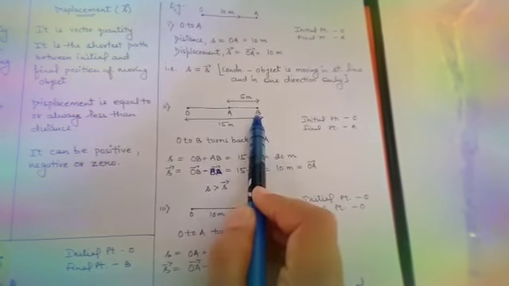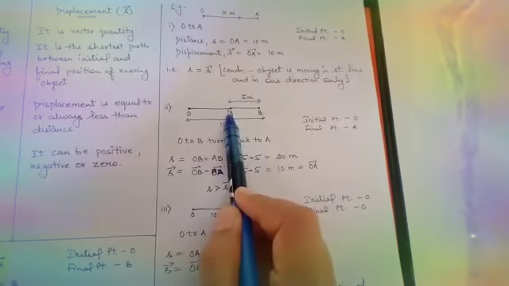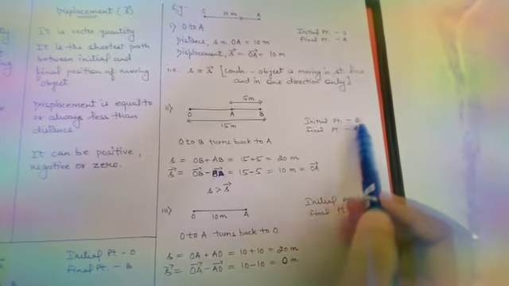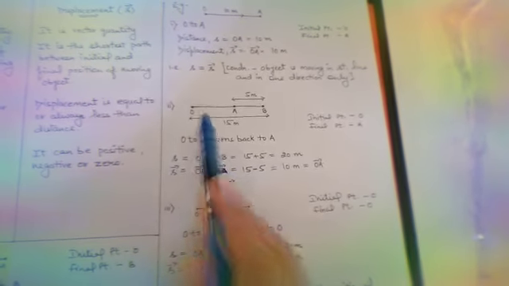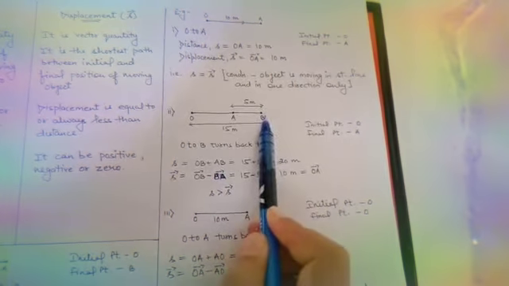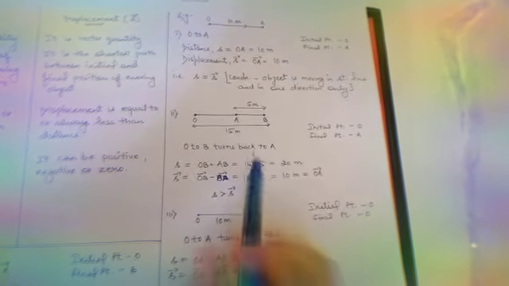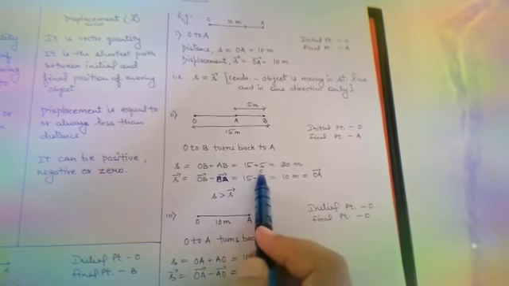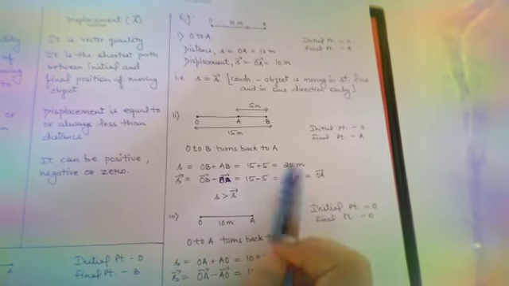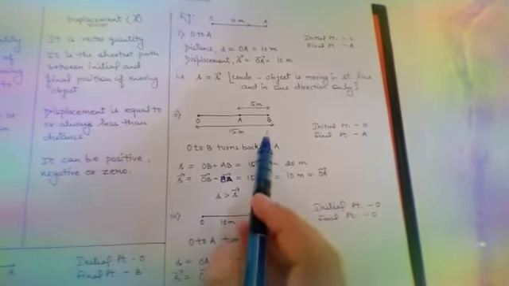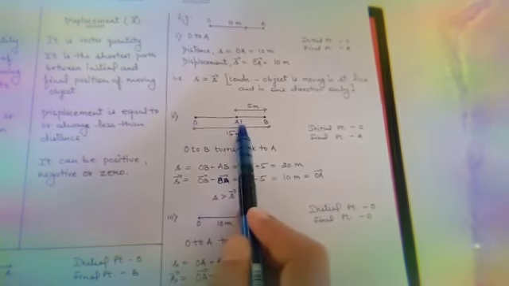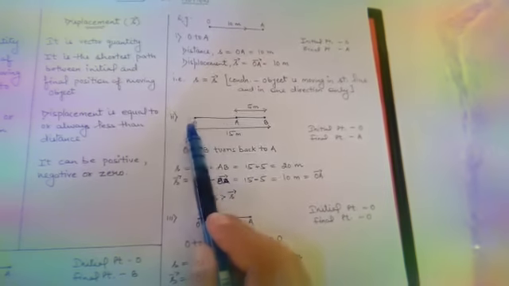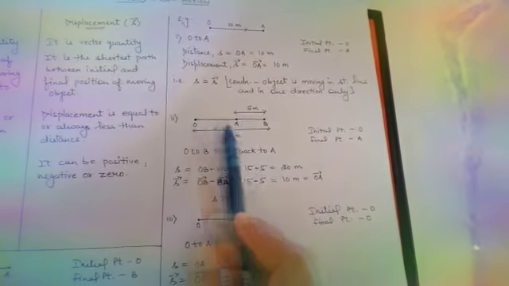Second, the object started from O, reached B, then turns back to A. Here the initial point is O, the final point is A. Now the distance means the total length covered by the object, OB plus AB, means 15 plus 5 equals 20 meters. Displacement is the shortest path, meaning from initial point O to final point A. The shortest path from initial to final point is OA.